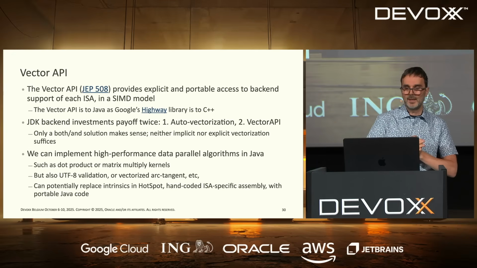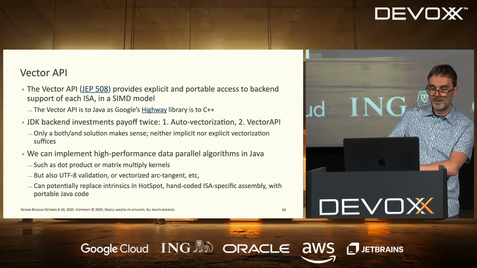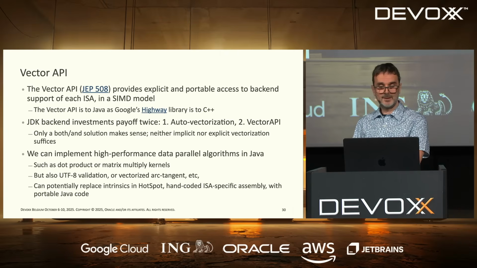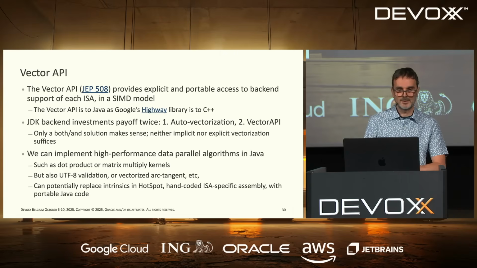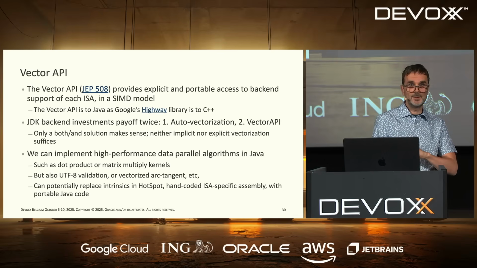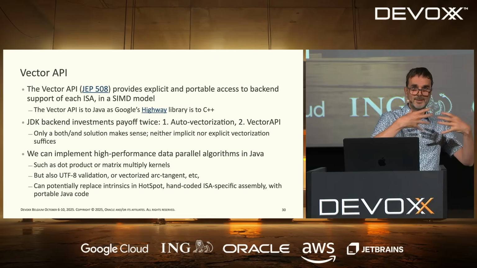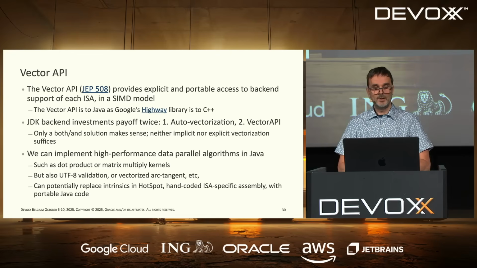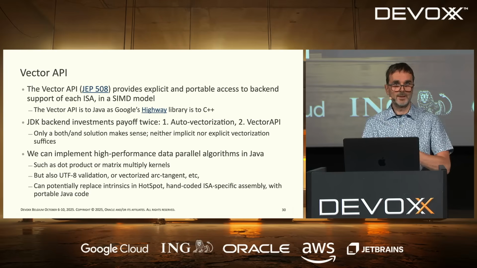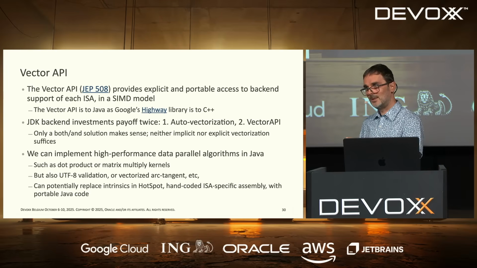And so we can implement high-performance data parallel algorithms in Java, such as dot product, matrix multiply kernels, if you don't want to use the BLAS side, but also things like UTF-8 validation or vectorized arctangent, etc. In theory, we haven't tried this yet, we may get there, we can potentially replace some of the intrinsics in HotSpot that are implemented in hand-coded assembler on each platform with cross-platform portable code that compiles to the equivalent hand-coded assembler, so we potentially can eat our own dog food.